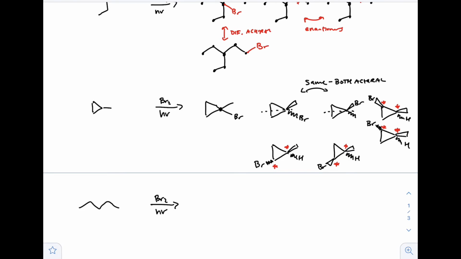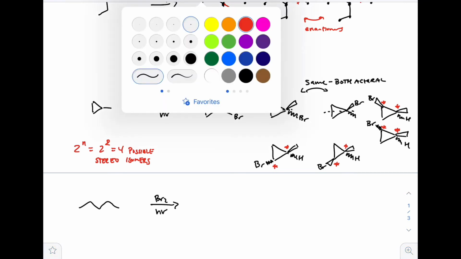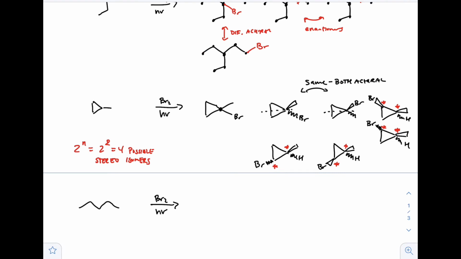Now, what we want to do is try and figure out how many stereoisomers are possible if we have two stereogenic centers, and that's 2 to the n, which is 2 to the 2, which is 4 possible stereoisomers. And we do have 4 things drawn, but we don't know if these are 4 different stereoisomers, because 2 to the n is a maximum number. It doesn't always mean you have to have 4. You could have less. It's just a max.